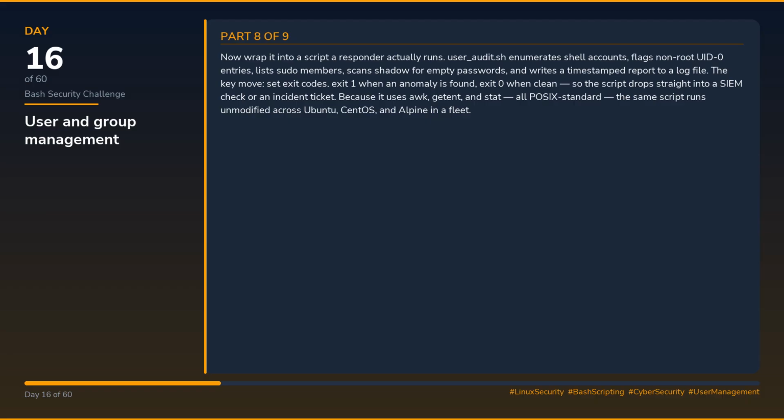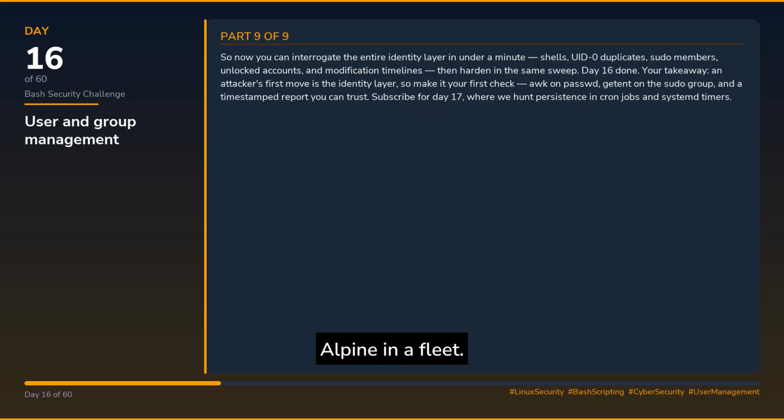Now wrap it into a script a responder actually runs. user_audit.sh enumerates shell accounts, flags non-root UID 0 entries, lists sudo members, scans shadow for empty passwords, and writes a timestamped report to a log file. The key move: set exit codes. Exit 1 when an anomaly is found, exit 0 when clean, so the script drops straight into a CM check or an incident ticket. Because it uses awk, getent, and stat, all POSIX standard, the same script runs unmodified across Ubuntu, CentOS, and Alpine in a fleet.